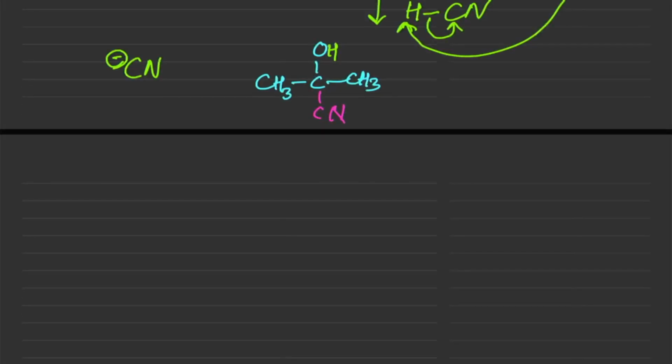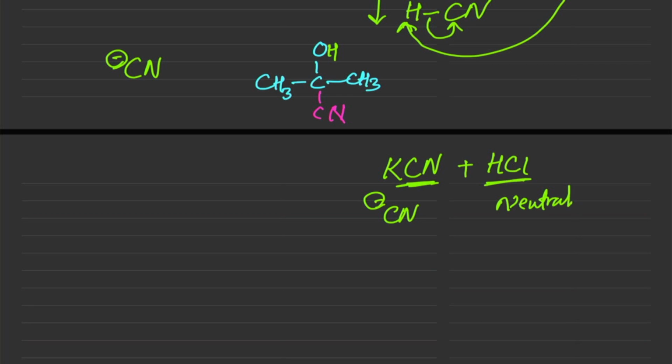Sometimes in the book, some problems are going to have something like this: KCN plus HCl. It does the exact same thing. It's going to generate potassium cyanide. It's going to generate CN minus. And then the HCl portion will neutralize the reaction. So it does the exact same idea.